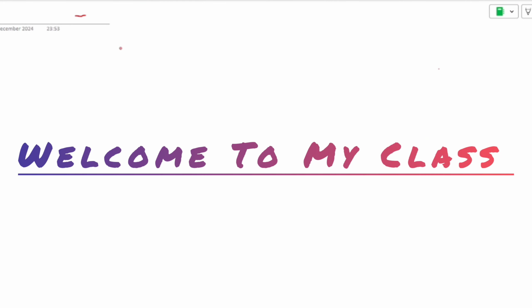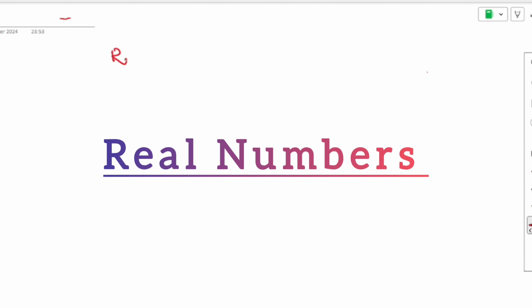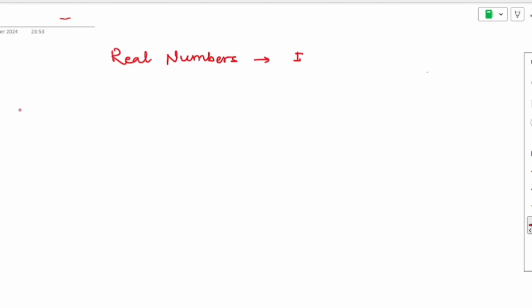Today we are going to study the first chapter of the NCERT book, Real Numbers. This is the first chapter of our NCERT books. So first we get an introduction to real numbers. Real numbers are any numbers that can be placed on a number line.